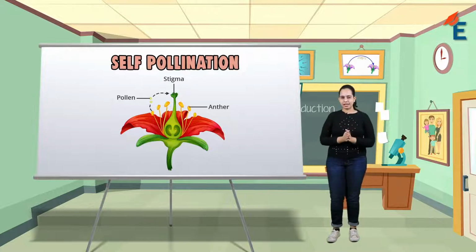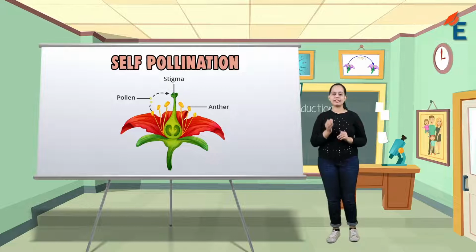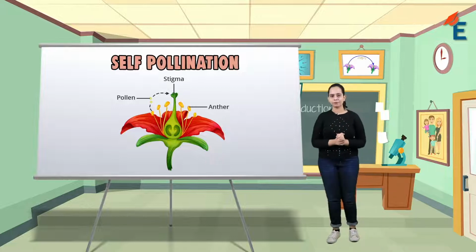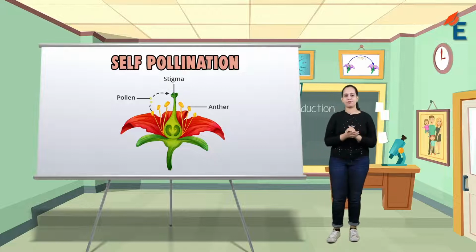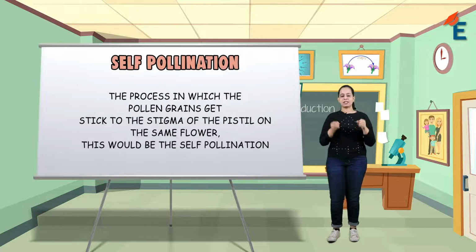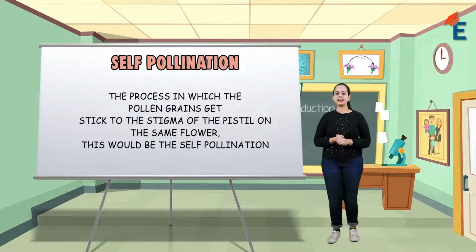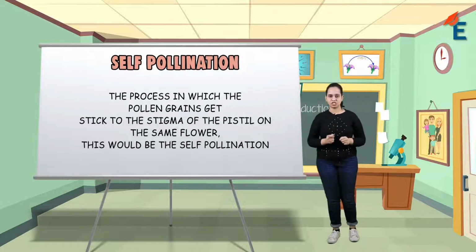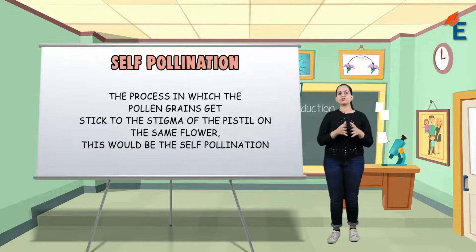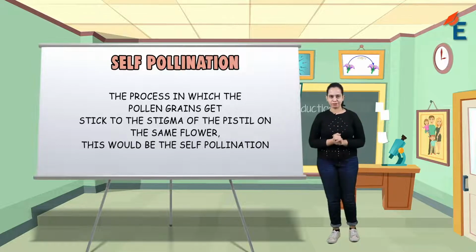So you can see here the pollen grains from the anther are getting shifted to the stigma. So this is the self-pollination. So what is self-pollination? The process in which the pollen grains get stuck to the stigma of the pistil on the same flower. So this would be the self-pollination.